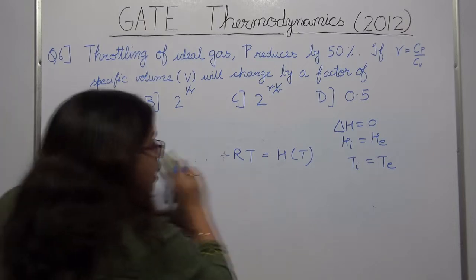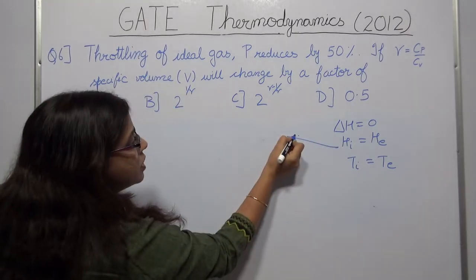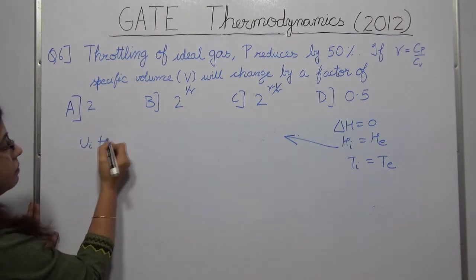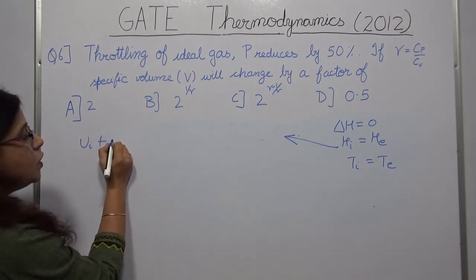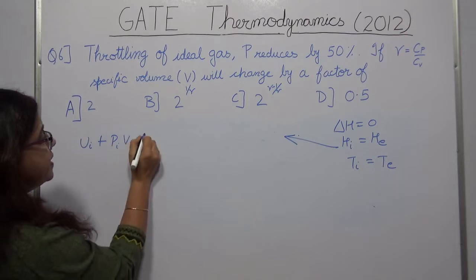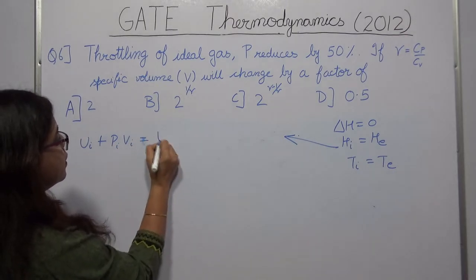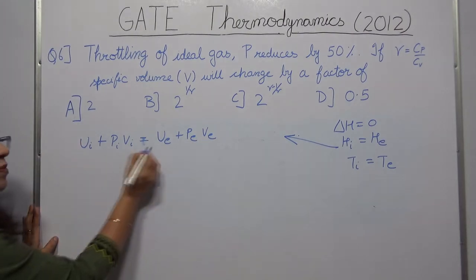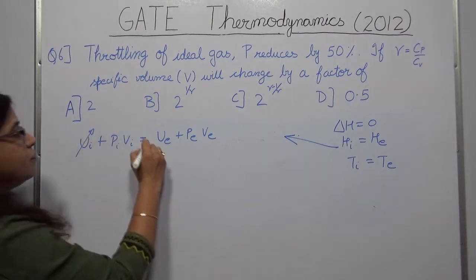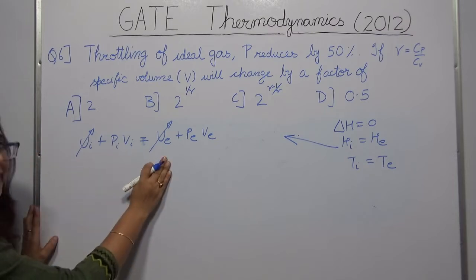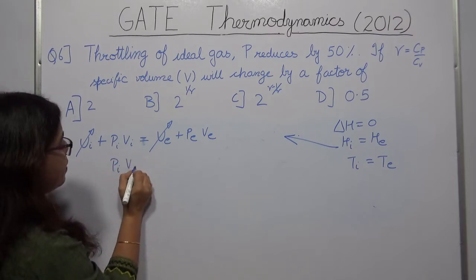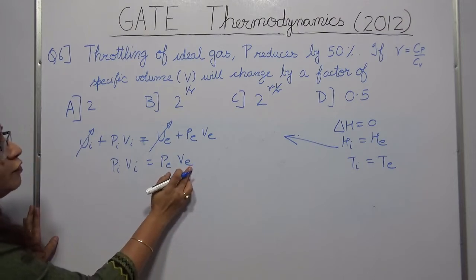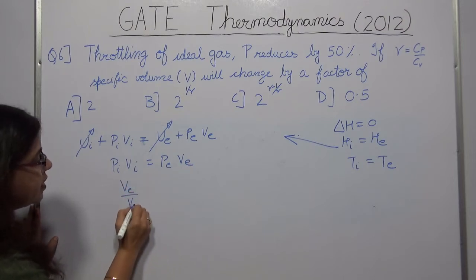Now let's use this equation. My inlet and exit enthalpy are the same. I'm just going to expand it. So H is equal to U plus PV, that is, Ui plus PiVi is equal to Ue plus PeVe. Since the temperature is not changing, my internal energies remain constant, so they will cancel out. What I am left with is PiVi equal to PeVe, and I have to find the ratio of Ve by Vi. So let's rearrange this equation.